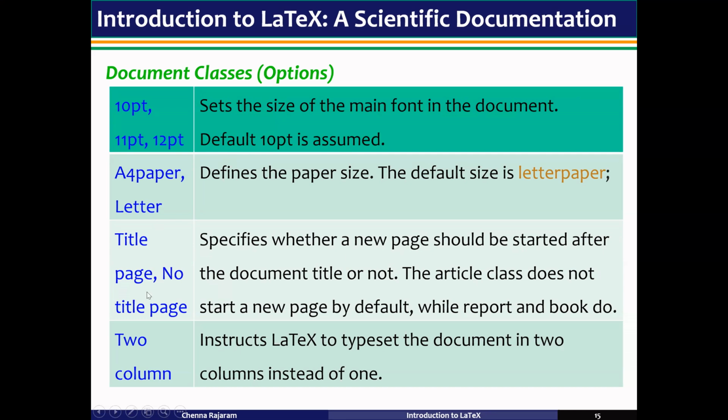Title page, no title page. It specifies whether a new page should be started after the document title or not. The article class does not start a new page by default, while report and book do. Two column instructs LaTeX to typeset the document in two columns instead of one. So we can give the input in two columns, single column, or triple columns also.